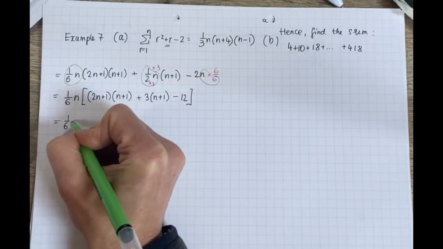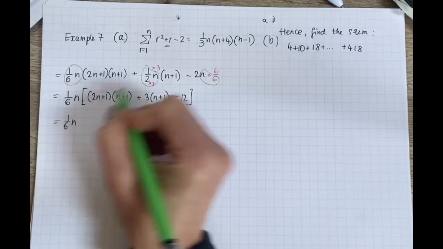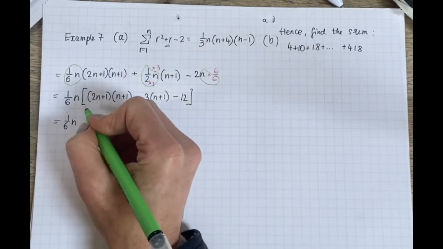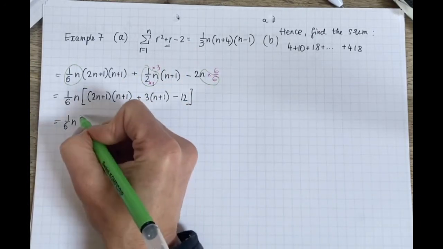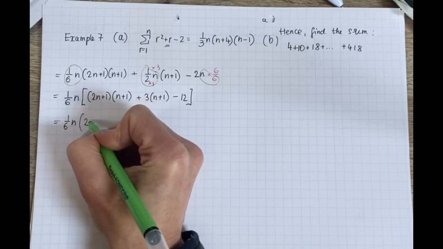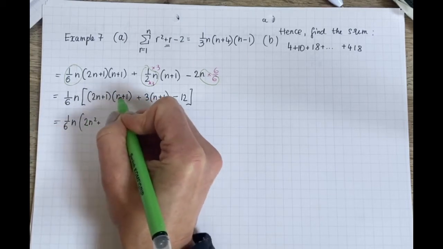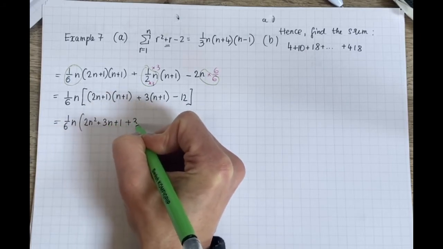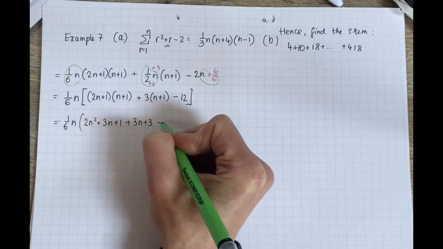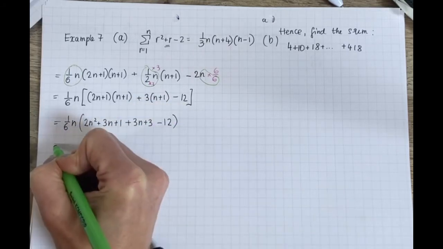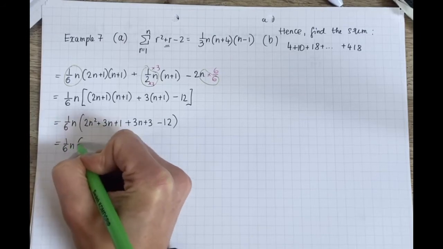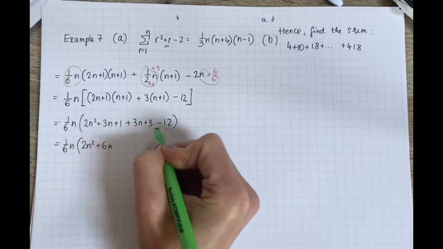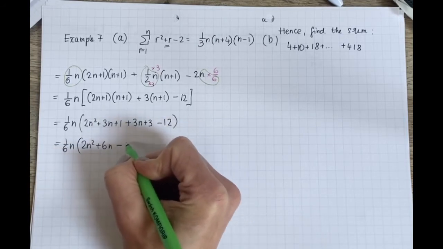Okay, I mean, you can always multiply it all out and then put it in brackets, because you know what you are aiming for. You could factorize n out and then factorize the brackets that are remaining. 2n squared plus 2n plus n is 3n, plus 1 plus 3n plus 3 minus 12. So it's 2n squared. You've got 6n, and you've got 4 minus 12, so it's minus 8.